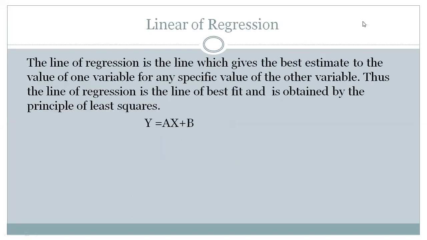Then linear regression. The line of regression is a line which gives the best estimate to the value of one variable for any specific value of the other variable. Thus, the line of regression is a line of best fit and is obtained by the principle of least squares, y is equal to ax plus b. This y is equal to ax plus b is a straight line equation.